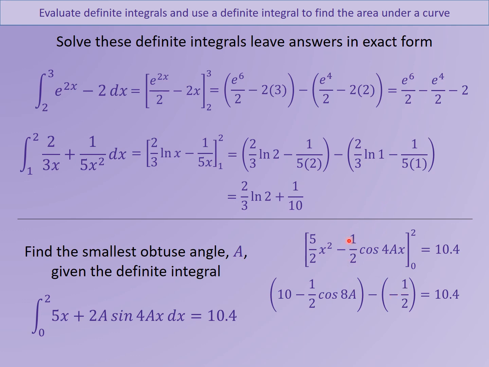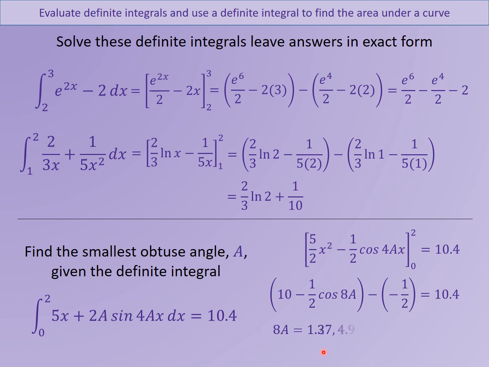So that's why we've got just minus a half, because cos 0 is 1. Okay, so there we go. I know that equals 10.4. Right, so what can I do? Well, I can do a bit of rearranging, couldn't I? I could take that to that side, I could bring the 10.4 over this side, and I could get cos of 8a equals 0.2. Right, now I can solve it.